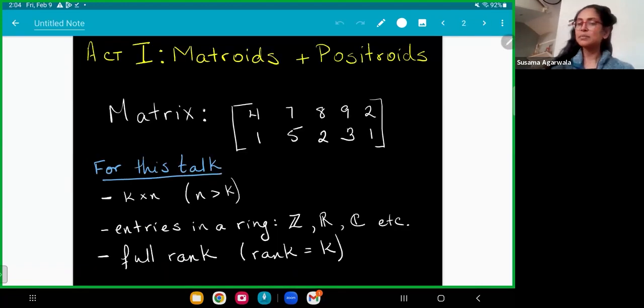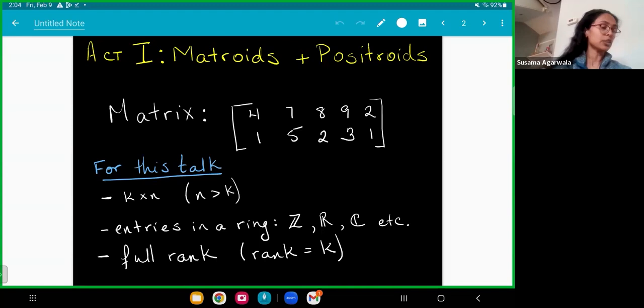So this is a talk in 3 acts. Act 1 is all about matroids and positroids, and I'm going to go through and define all of my terms. I was told to give this at an undergraduate level, so hopefully everybody in the audience has had some linear algebra. That should be all you need. If not, raise your hand to tell me to slow down, and I absolutely will.